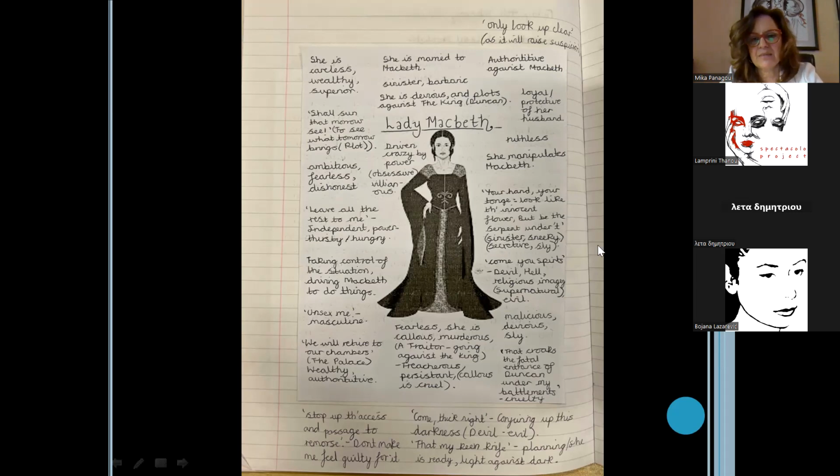It's just a very simple image, but it's very interesting. And maybe when we see it, we understand, because here is her position, like she's very wealthy and she's superior. And this is what is happening in the play. Okay, she's married to Macbeth. Great. And here is about her character a bit. She's malicious, she's sly, she's devious. So there's different things written around there.